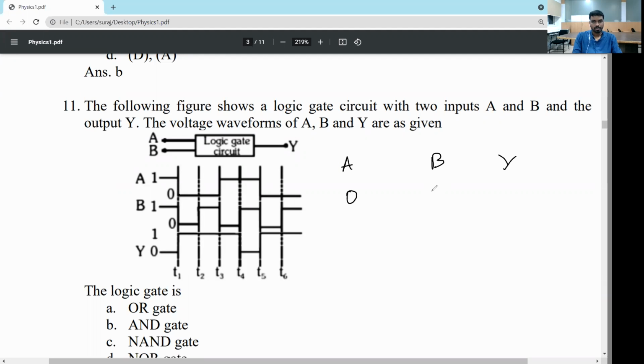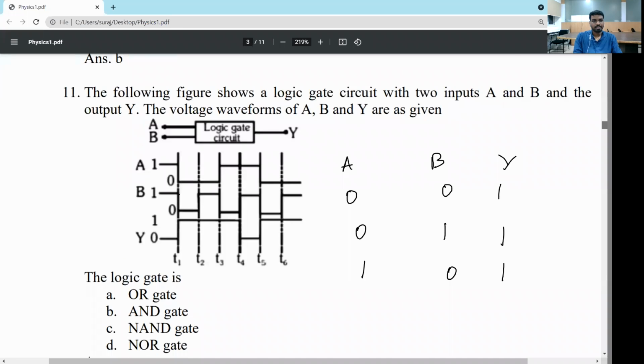A is 0, B is also 0, Y is giving 1. Next, A is 0, B is 1, Y is also 1. Next, A is 1, B is 0, Y is 1. Like this. So once you get the truth table, based on the truth table, you have to check which logic gate is correct. So what are the gates we have here? We have OR gate, AND gate, NAND gate, and NOR gate.